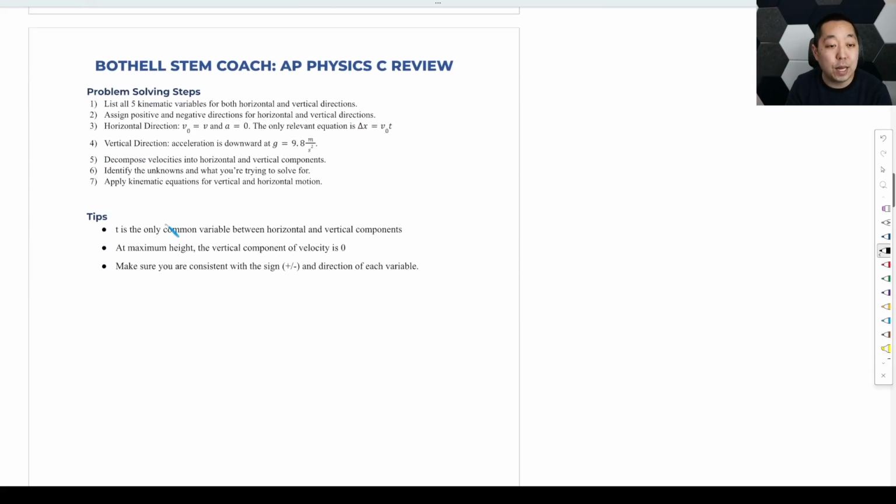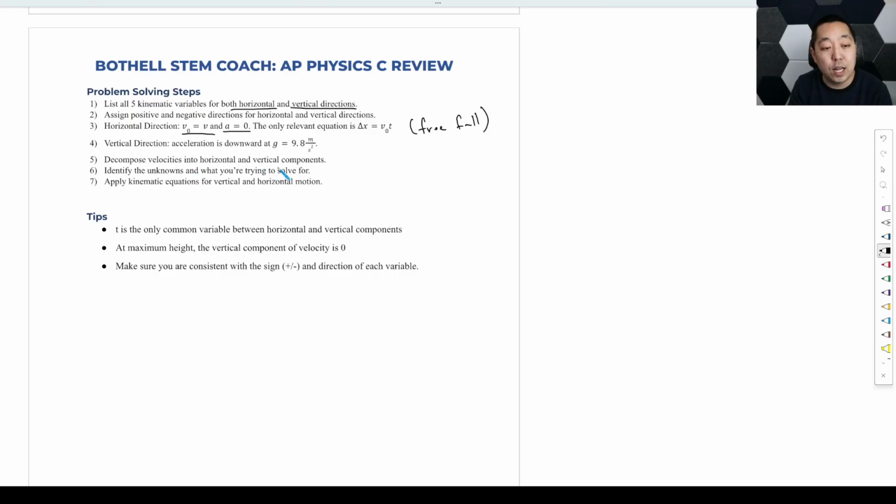Overall problem solving steps: we're going to list our 5 kinematic variables in the x and the y directions. Sometimes it's one dimensional, you only pick one direction. We're going to sign which directions are positive and negative. A lot of times in projectile motion, the acceleration is 0 and the velocity is constant in the x direction. That's only in free fall, so this is for free fall or projectile motion. Vertical direction, acceleration is generally downward at 9.8. If we're near the Earth, it could be a different planet, so then that would be a different number.